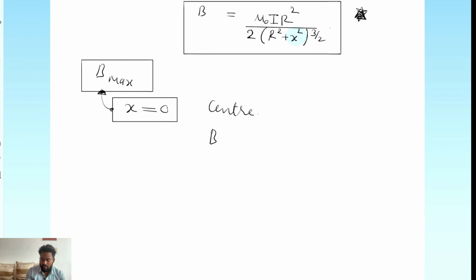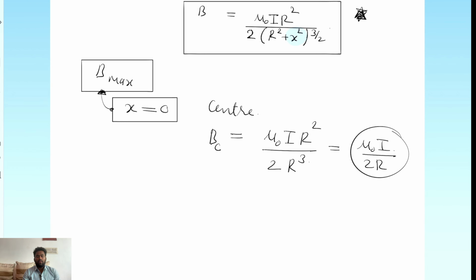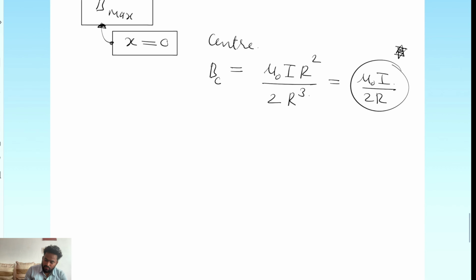So how much will the magnetic field be at the center? It will become mu naught I R square upon 2. X will become 0, R square power 3 by 2. So it will become R cube, and a simple formula will come for the center magnetic field, that is mu naught I by 2R. Okay. So magnetic field at the center is how much? Mu naught I by 2R. Okay. Got this now. Now this is point number 1.